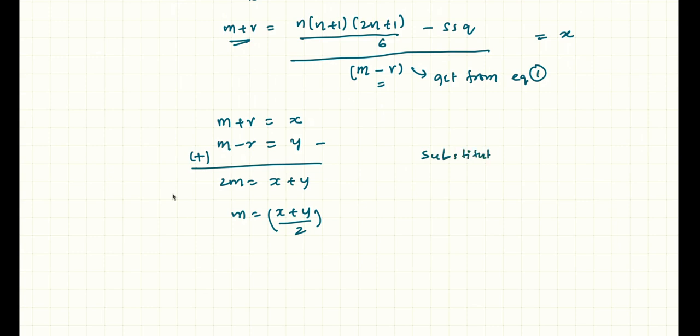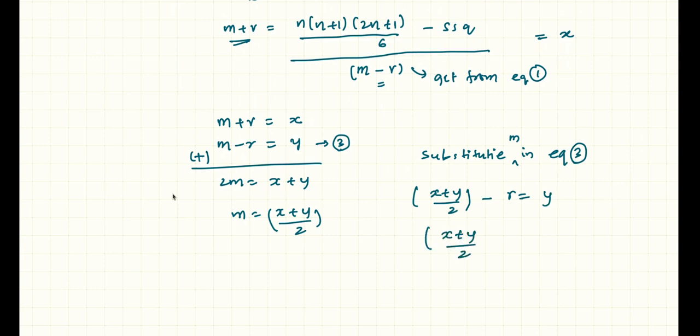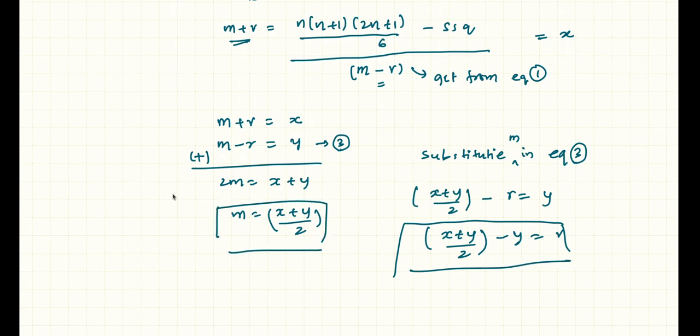Substitute m in equation 3, which is x plus y divided by 2 minus r is equal to y. So we'll be having x plus y divided by 2 minus y is equal to r, right? So we got the missing value, and we also got the remaining repeating value.